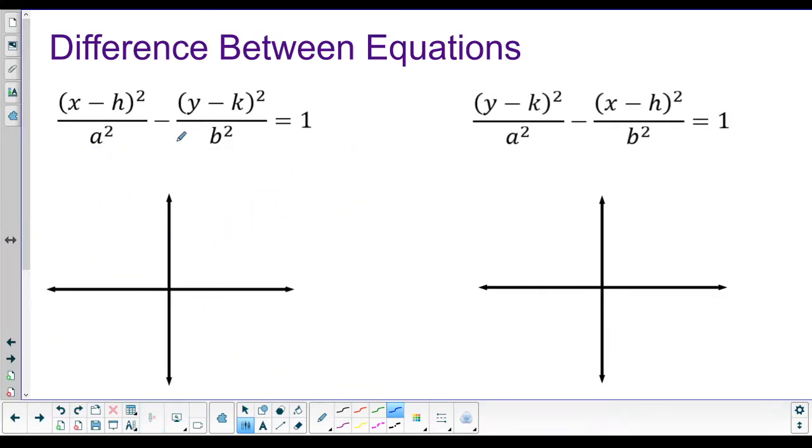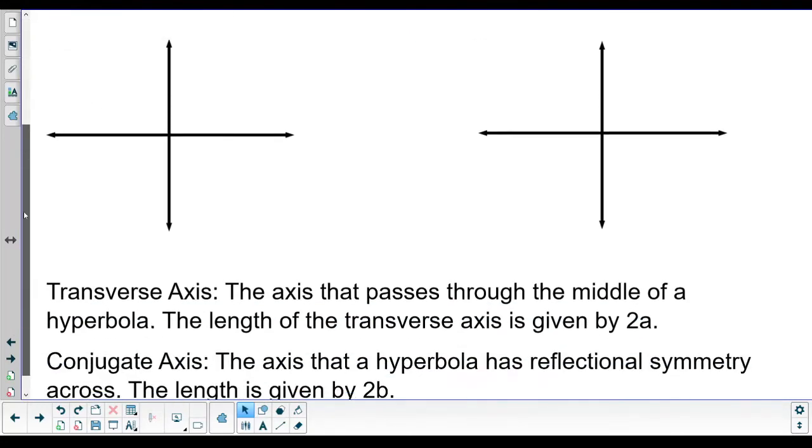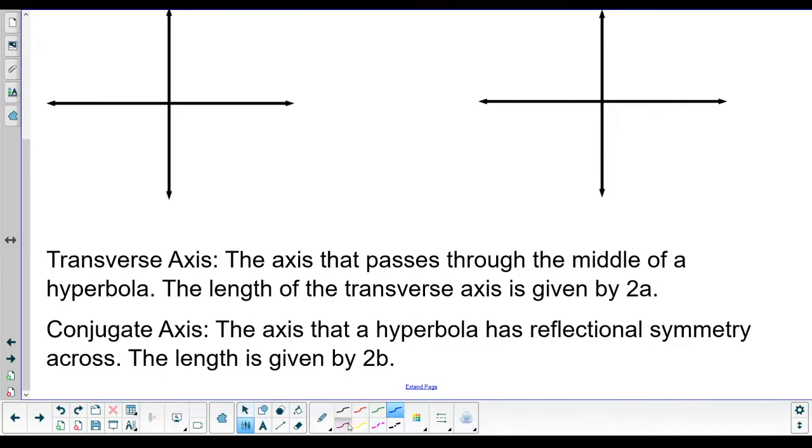So let's talk about a couple of vocabulary words just so we nail down what they mean, and then I will show you pictures to help you understand, because these are not words that you're going to see in everyday life. In the objective for the lesson, we talked about a transverse and a conjugate axis. These affect the asymptotes that our hyperbolas follow. The transverse axis is the axis that passes through the middle of the hyperbola, and the length of the transverse axis is given by 2a.